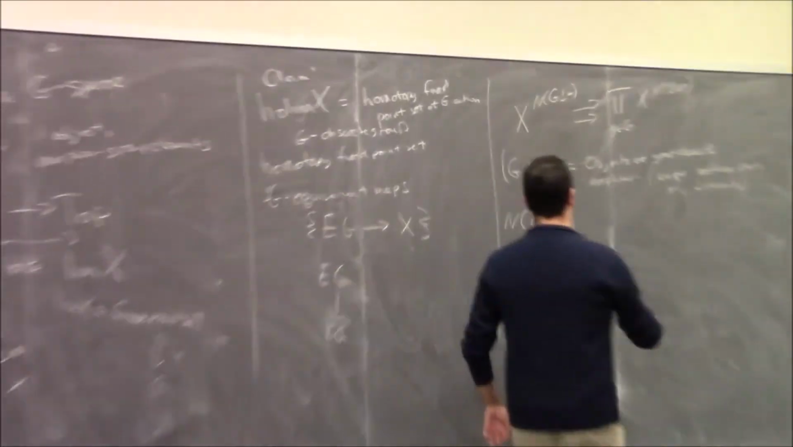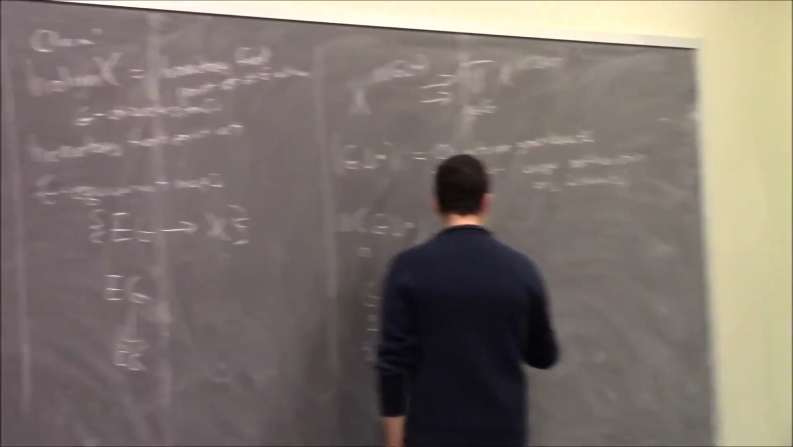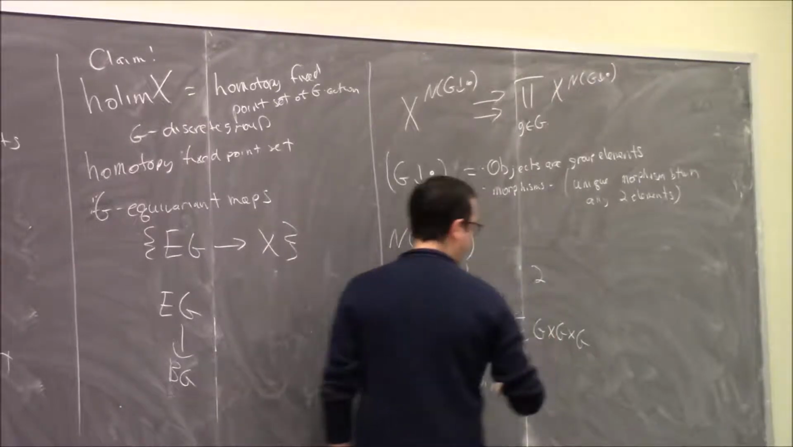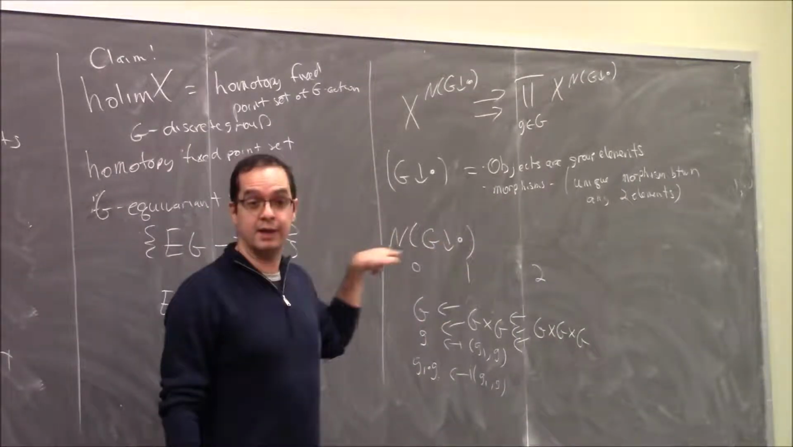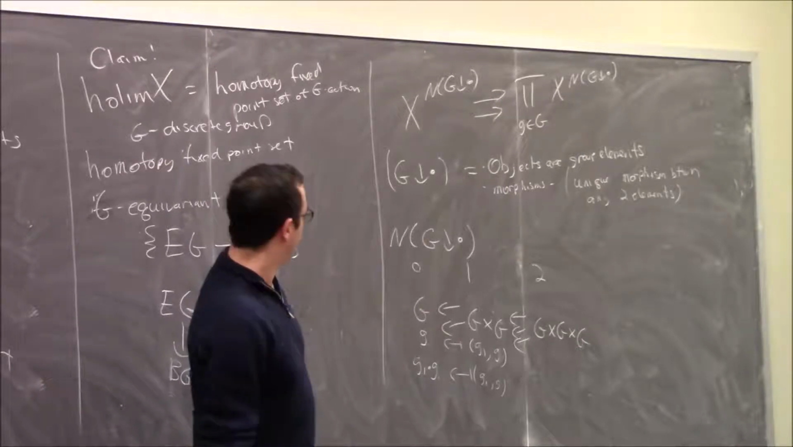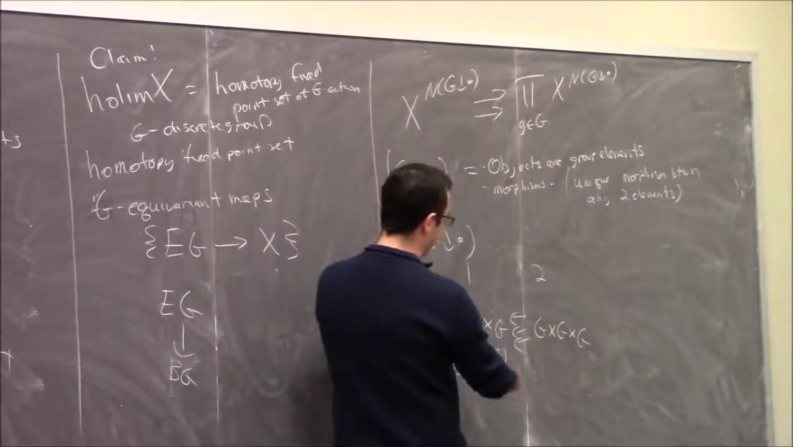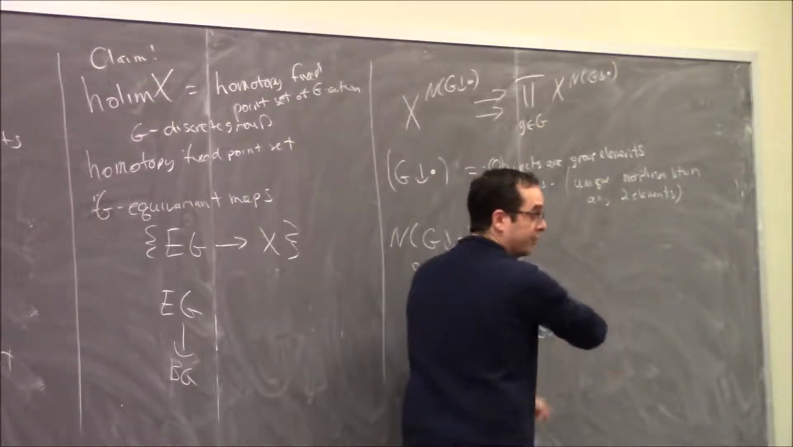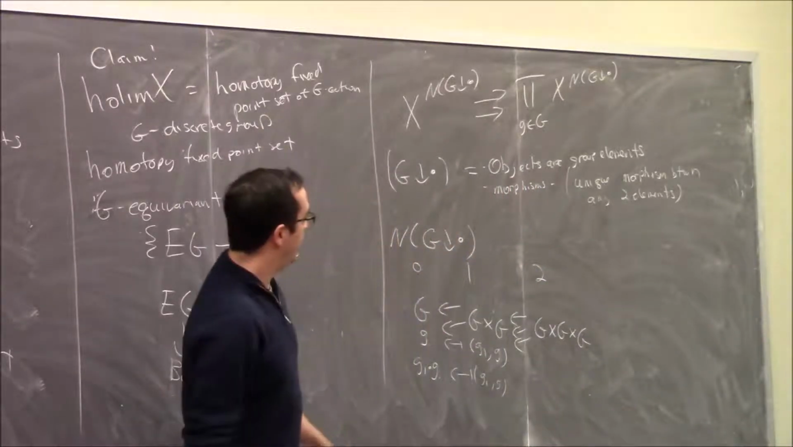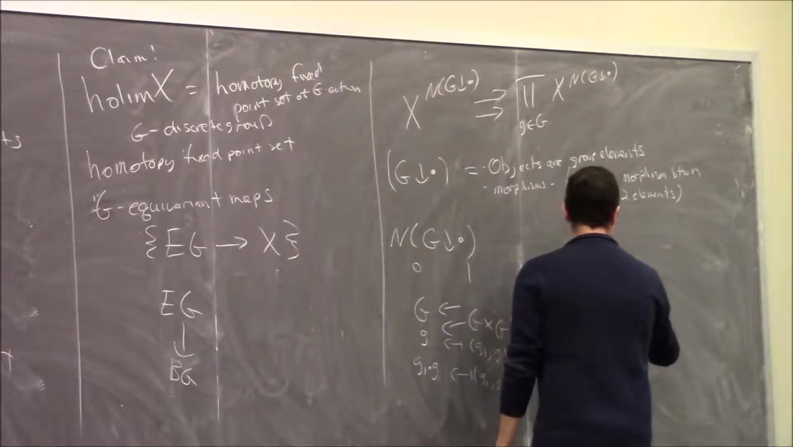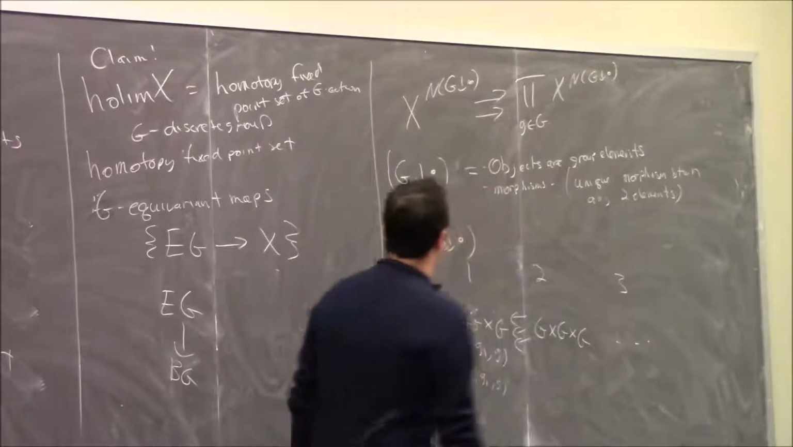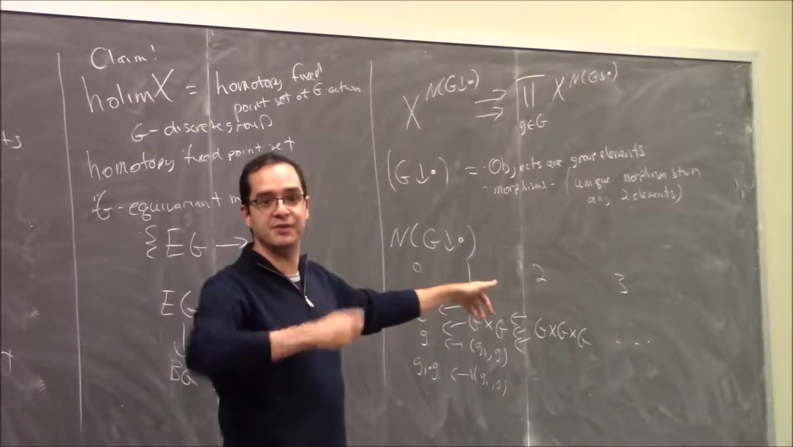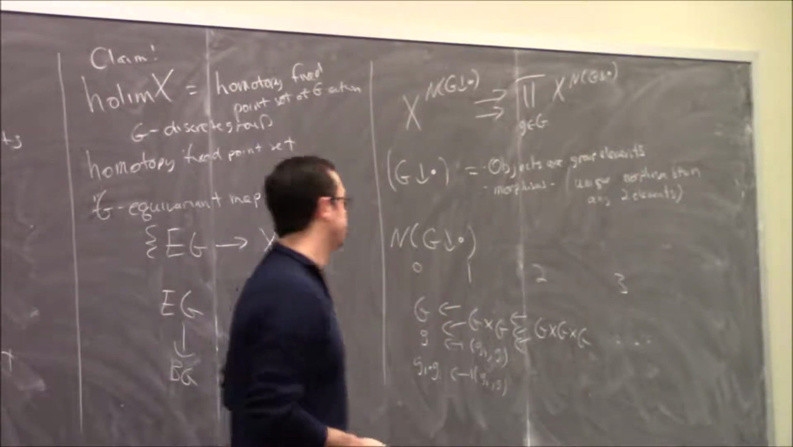This is the definition. And then in degree 2, we have G cross G cross G. We have 3 maps, and again, it's the same type of map. We can either project or multiply 2 consecutive ones. And we continue in this way. And this is actually the definition of EG as a simplicial set.